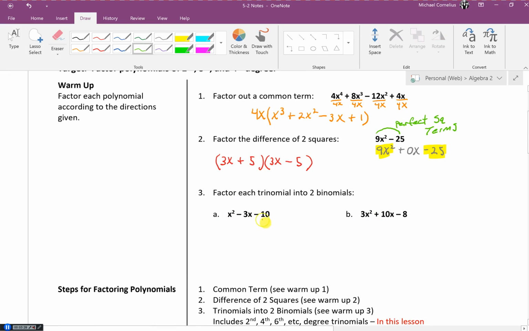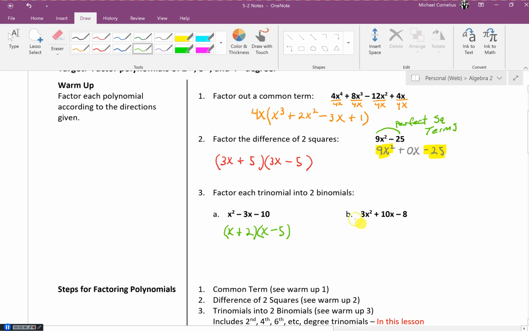We did some easy ones like letter A, and I'm just going to give these answers because we're going to be doing some more of this today. This one would be, again, 2 numbers that multiply to x squared. That's going to be x and x. 2 numbers that multiply to negative 10. In this case, that's going to work out to be negative 5, positive 2.